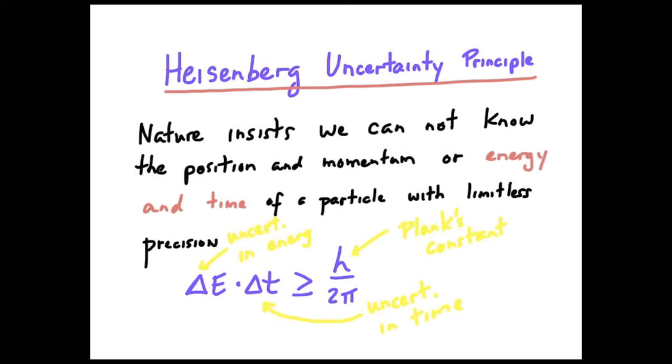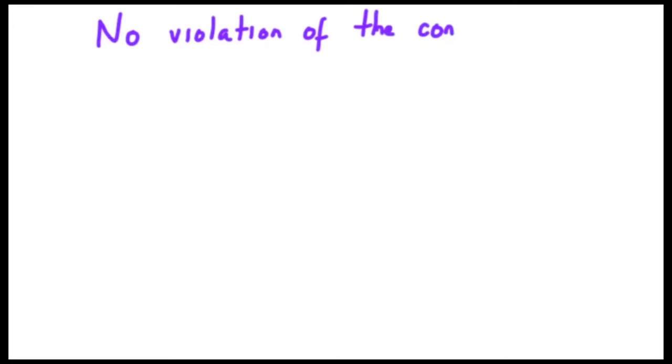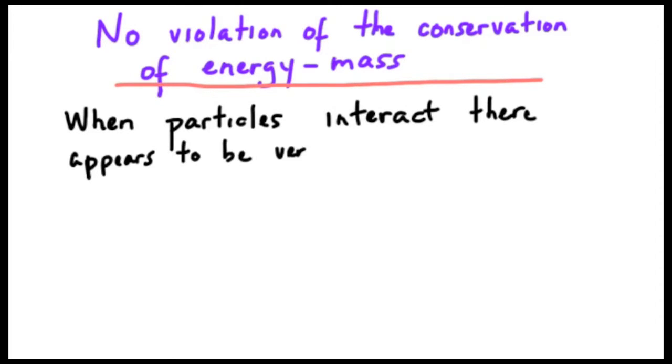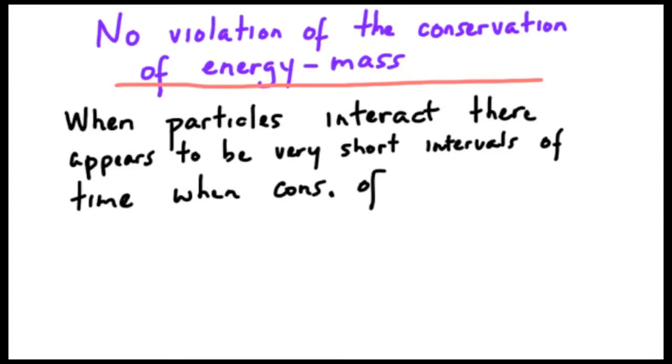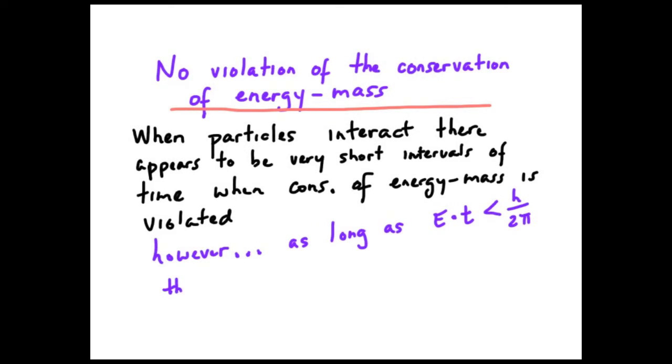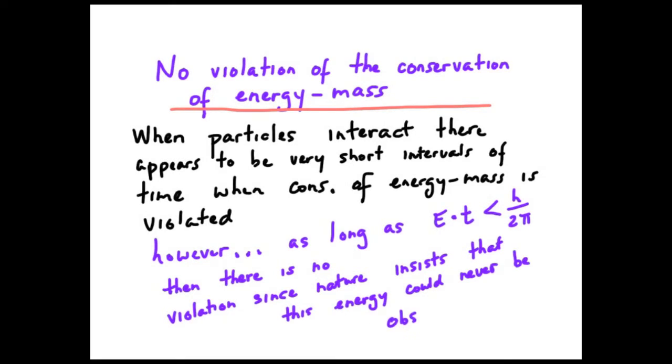So here's where Heisenberg's uncertainty principle comes into play in particle physics. In the question of when particles interact, there often seems to be a violation of the conservation of mass energy. It seems that sometimes particles appear out of nowhere and we're gaining mass energy. Well, because of Heisenberg's uncertainty principle, as long as those particles don't live for too long, there's no way of observing that imbalance of mass energy. So as long as E times T, the energy times the lifetime of the particle, is less than h over 2 pi, there's no physical way that one could observe that energy. Therefore, no violation of the conservation of mass energy.